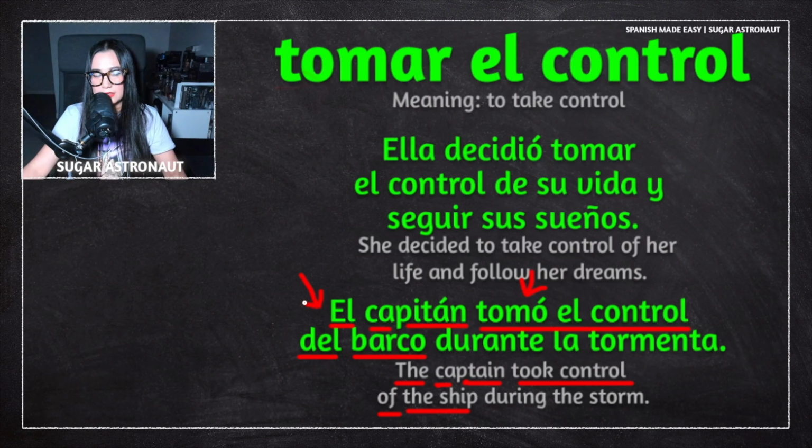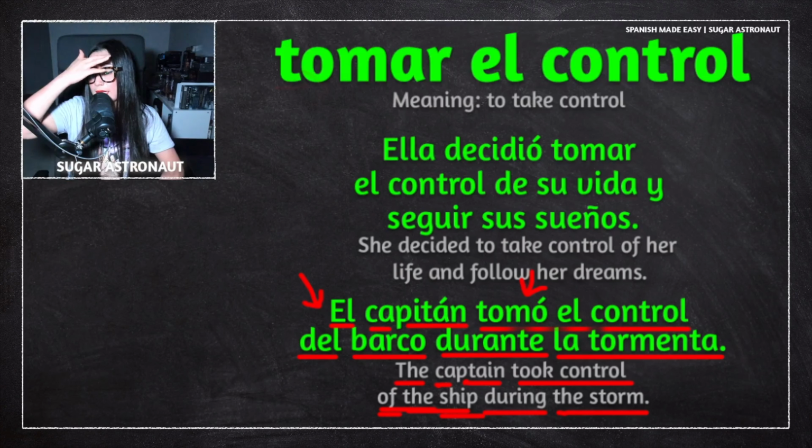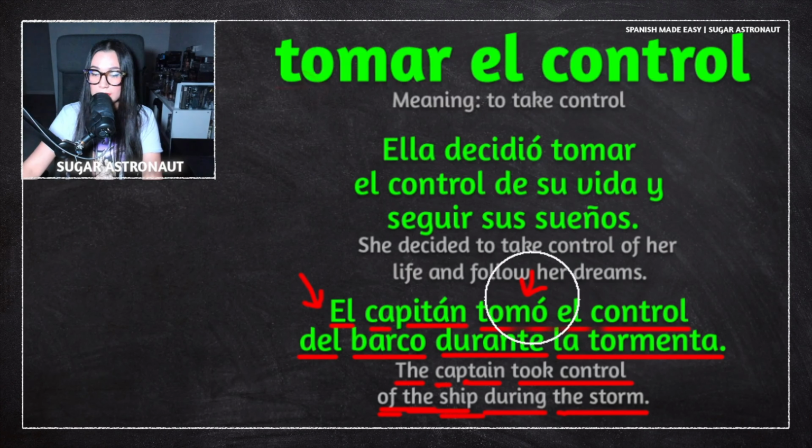When you have del, I said this already, it's like you have two words there. De el, okay, of the. But in Spanish, de el becomes del, and that means of the. Barco means ship. And then we have durante. Durante means during, okay? La tormenta means the storm. So, very easy. La tormenta, the storm. El capitán tomó el control del barco durante la tormenta. The captain took control of the ship during the storm. Okay? So, that's a more literal example.